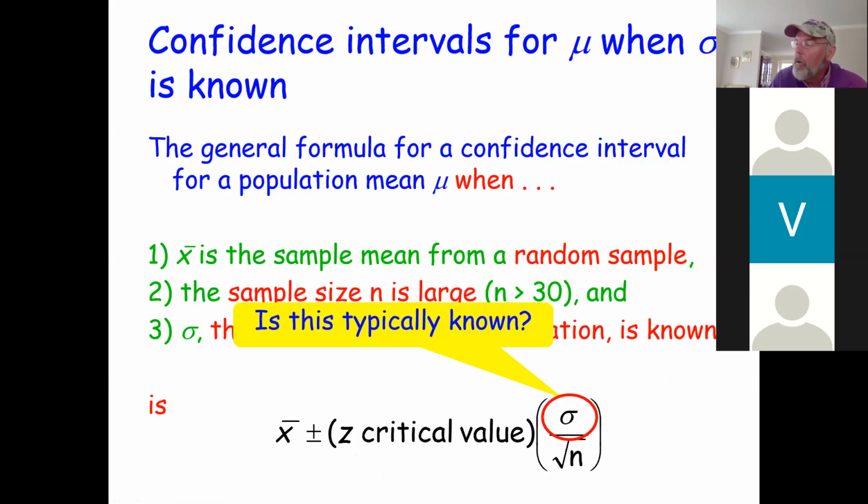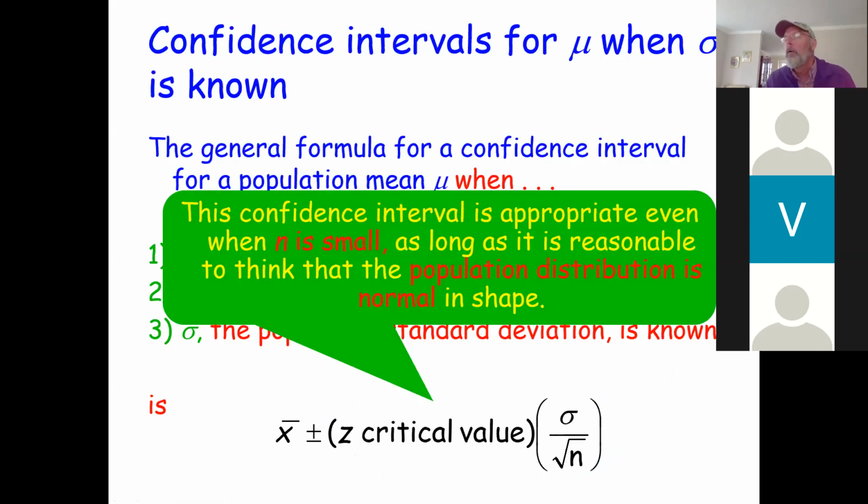It's probably not typical that, if we don't have the population mean, we probably don't have the population standard deviation either. That's real life. Okay. So we're thinking about a population that is normally distributed. All right. So if we have a sample size that's greater than 30, then we assume that the population distribution is normally distributed.